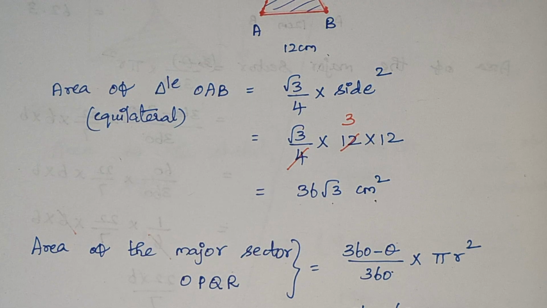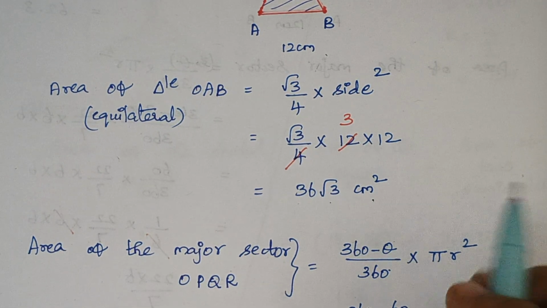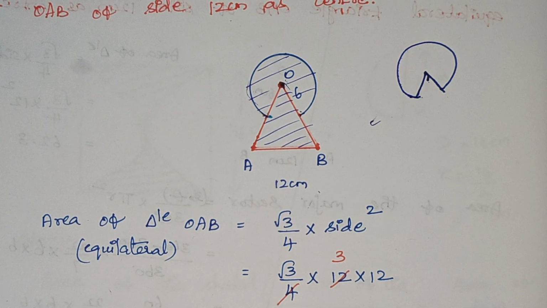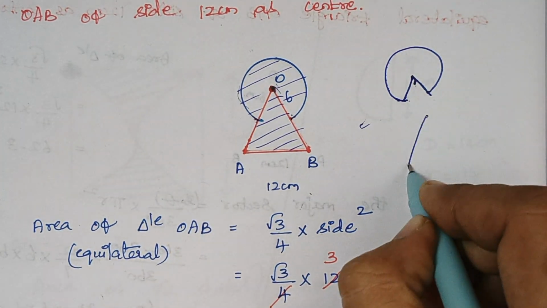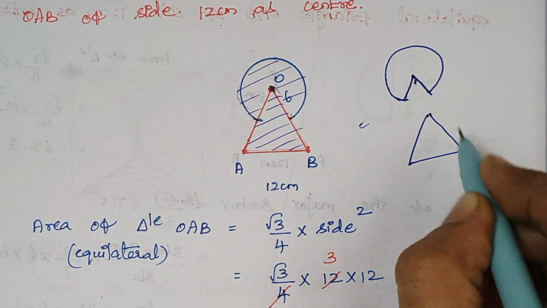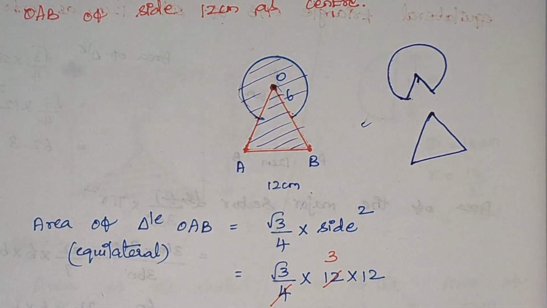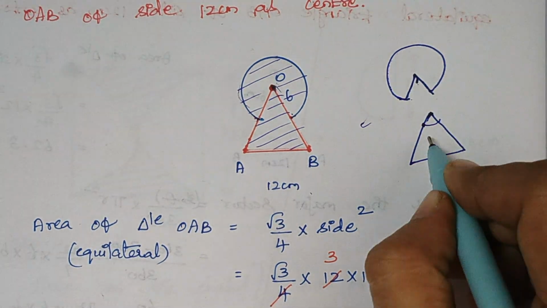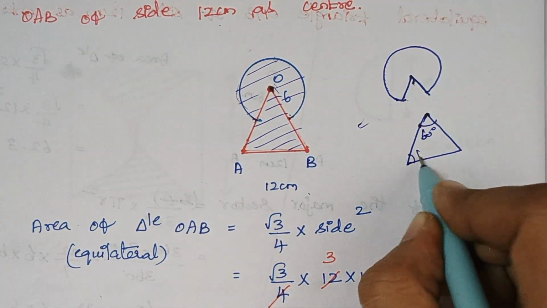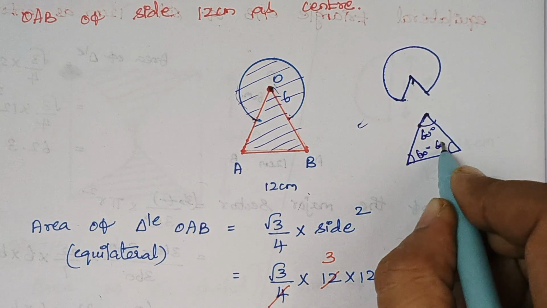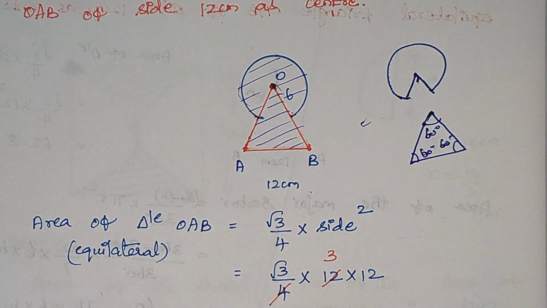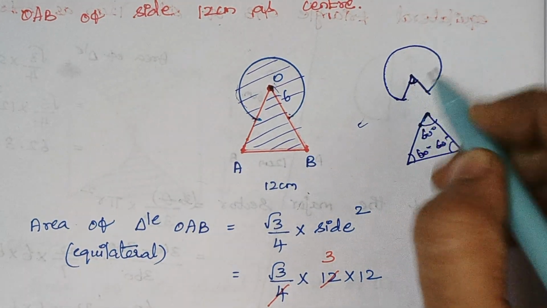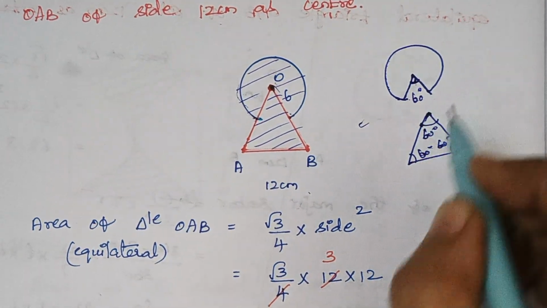Right. So how to find the value of theta here? Because no value of theta is given. In this case, you have to consider the properties of an equilateral triangle. So what is the value of each angle in an equilateral triangle? It is 60 degrees. Right. Each angle is 60 degree. That is the property of an equilateral triangle. So here obviously the angle is 60 degree.